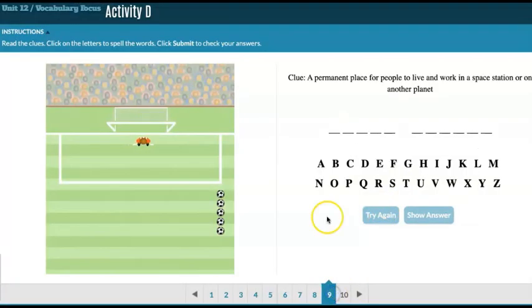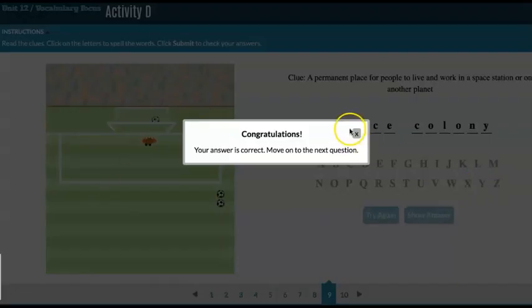Next one. 9. A permanent place for people to live and work in a space station or on another planet. Come on, we have a space what? Space, guys? Space colony. Space colony.